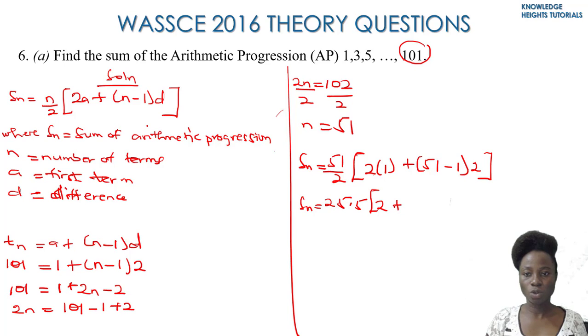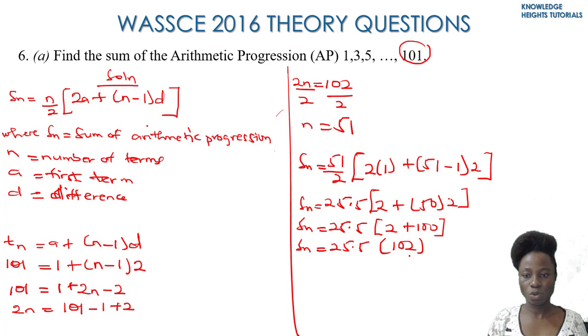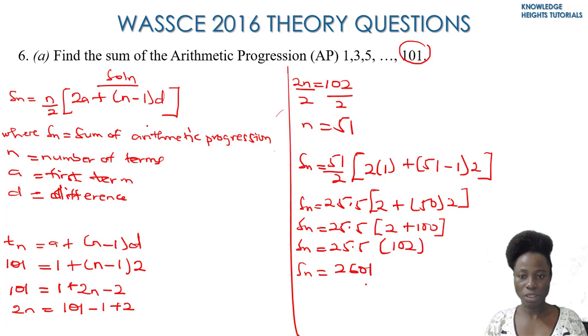2 times 1 is what? 2 plus 51 minus 1 will give us 50 times 2. So we are going to get Sn being equal to 25.5 times (2 plus 50 times 2). It will give us what? 100. So Sn is equal to 25.5 into 102. So let's multiply, and we are going to get Sn being equal to 2601.